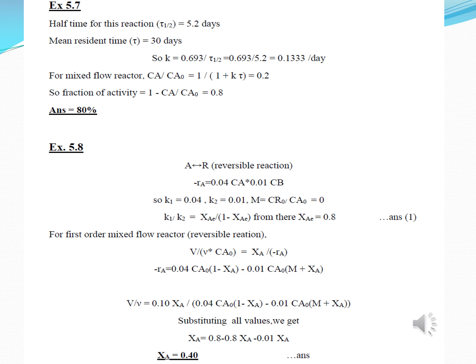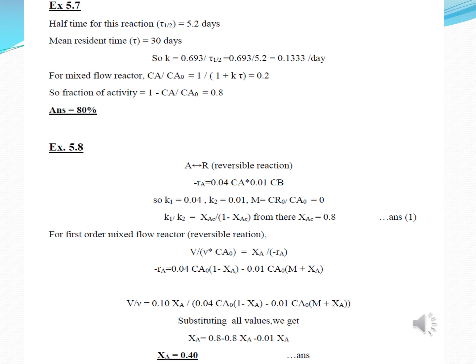Now for a mixed flow reactor we know that CA by CA naught is equal to 1 divided by 1 plus k tau. So if we calculate CA, the ratio of final concentration to initial concentration, it comes out to be 0.2. So we have tau given, and we calculated the k value from that using the half-life method, and the ratio between the final concentration and initial concentration comes out to be 0.2.